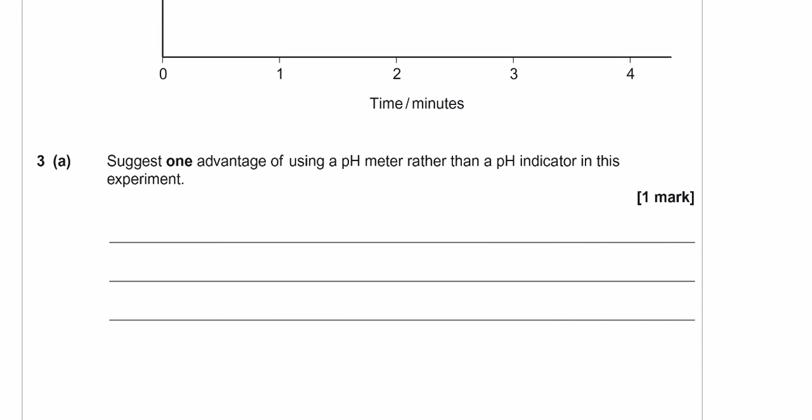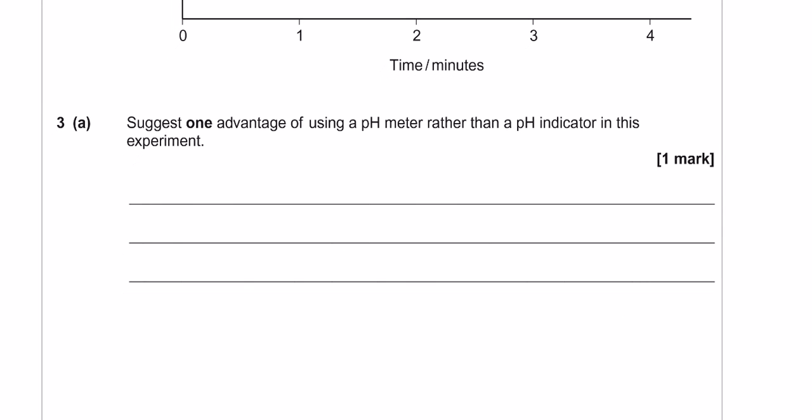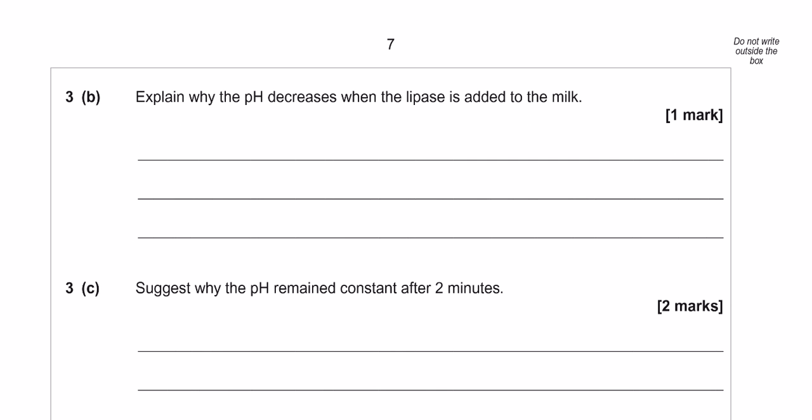And the first question is really testing your understanding of apparatus and techniques, and also practical skills. It's saying suggest one advantage of using a pH meter rather than a pH indicator in this experiment. Well, a pH indicator is a colour change, so it's very subjective. It doesn't give quantitative data, and it's not as good as a pH meter, because a pH meter can give you a numerical reading. It also can give you greater accuracy as well. If you said greater precision, that would be acceptable as well.